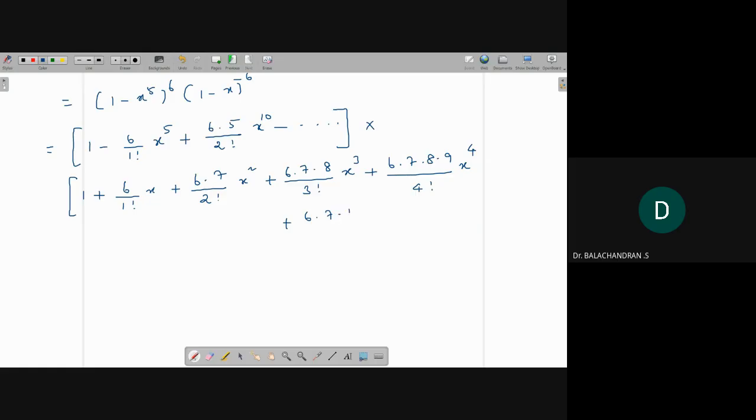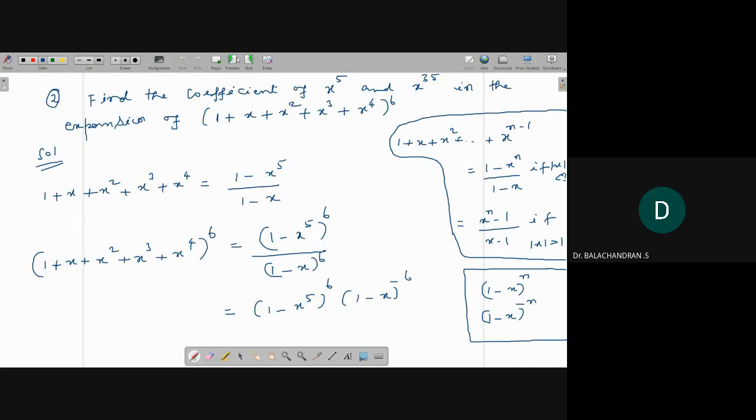6 into 7 into 8 into 9 into 10 divided by 5 factorial into x power 5 plus and so on. Okay. So now, sir, if you write up to x power 7, we'll get x power 35, sir. But it will cancel somewhere else, Purnachandra, because the left hand side maximum is what? 24. Yeah, 24. Okay, you will get it, but somewhere else it is cancelled.